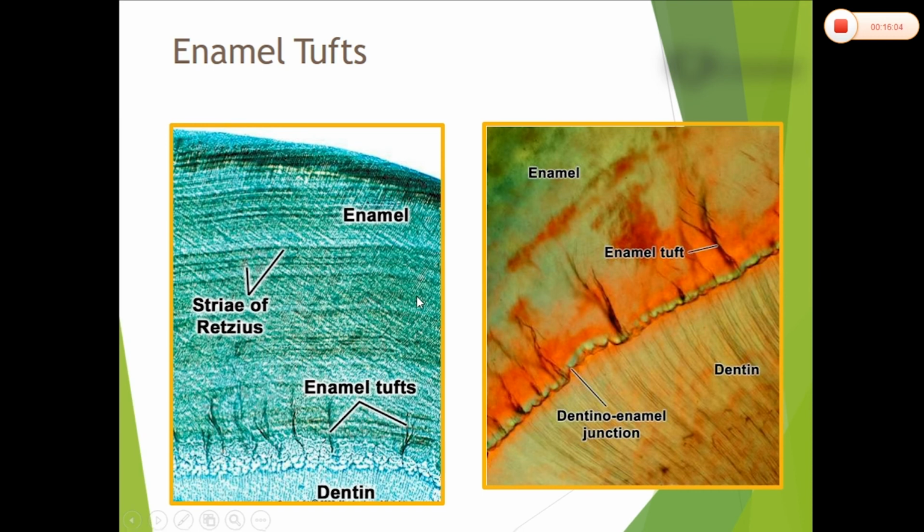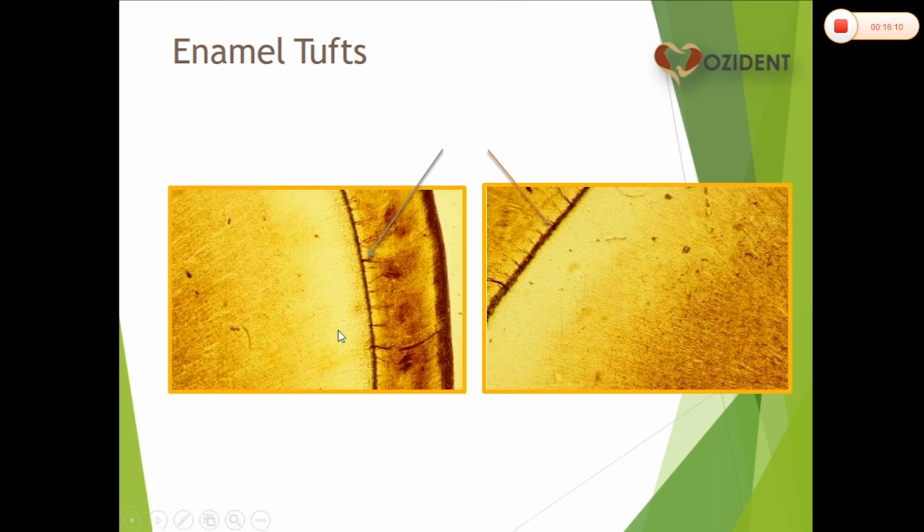This is the stria of Retzius appearing as concentric rings, meaning this is a cross section. This is the enamel tuft. Enamel tuft in a ground section.